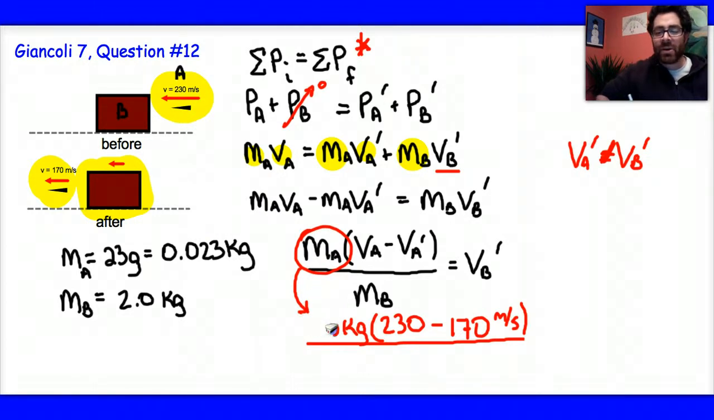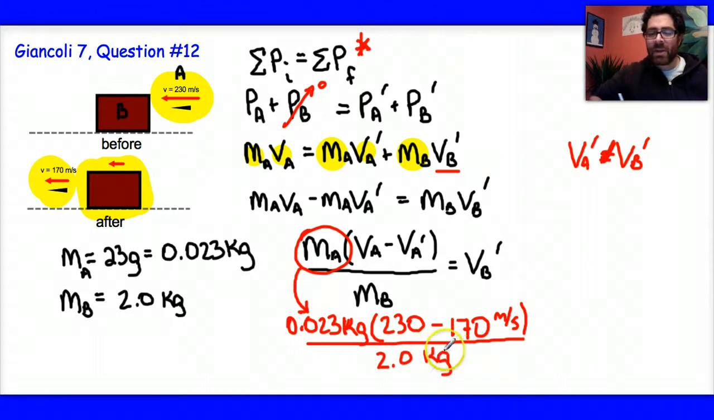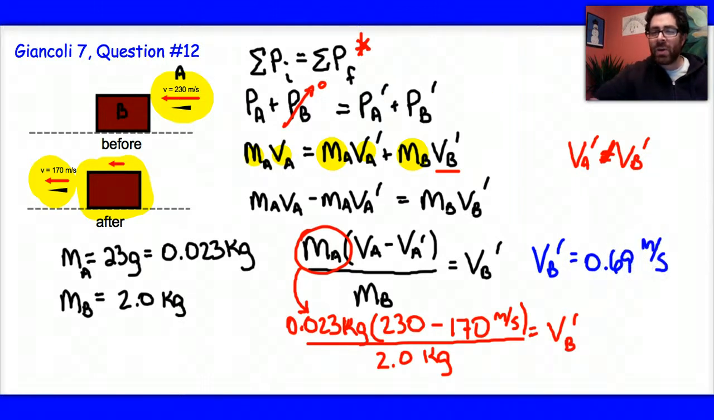This is the mass of the actual bullet. So that's going to be 0.023 kilograms. Okay, so now that I've made that correction, I'll put the mass of the block B down here on the bottom. That's going to be 2 kilograms. And when I run that through my calculator, I'm going to get the velocity of block B, and it's going to turn out to be, after the collision, 0.69 meters per second.